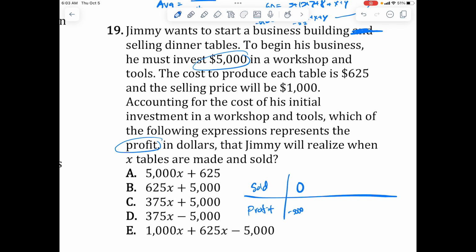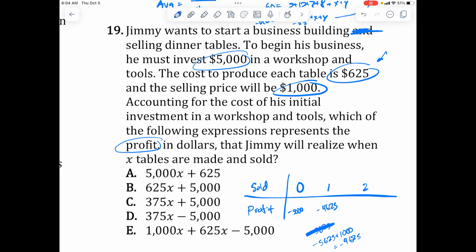Okay, but then he sells one table. How much money does he get out of it? Well, he has to produce it for $625. So again, he's going further in the negative. So you think, okay, it's negative 5,625. But actually, he's going to sell it, right? We're saying he sold one. He's going to sell it for 1,000. So it's going to be minus 5,625 plus 1,000. That gives you minus 4,625, right? Yeah.